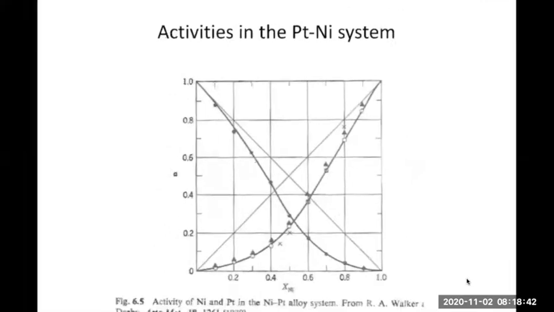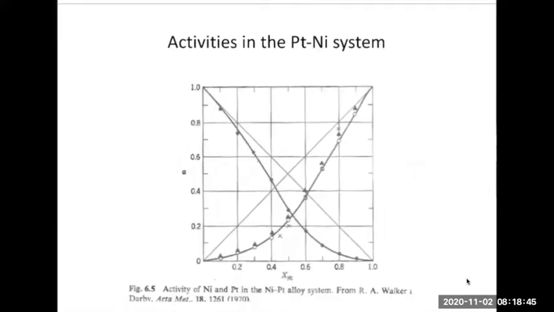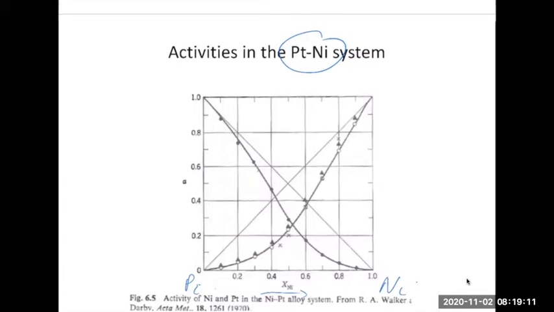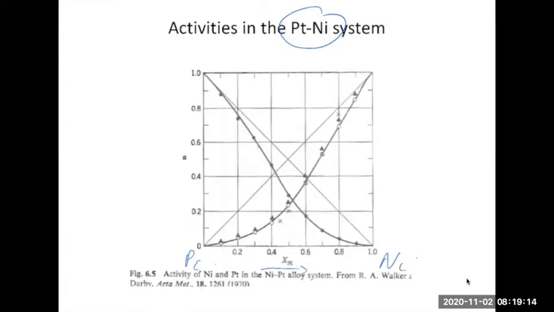So here's, for example, some activities in a metallic system, the platinum-nickel system. This is the composition of nickel, right? So here you're pure nickel, and here you're pure platinum. If you look, for example, at the activity of platinum, the activity of platinum is this curve here.